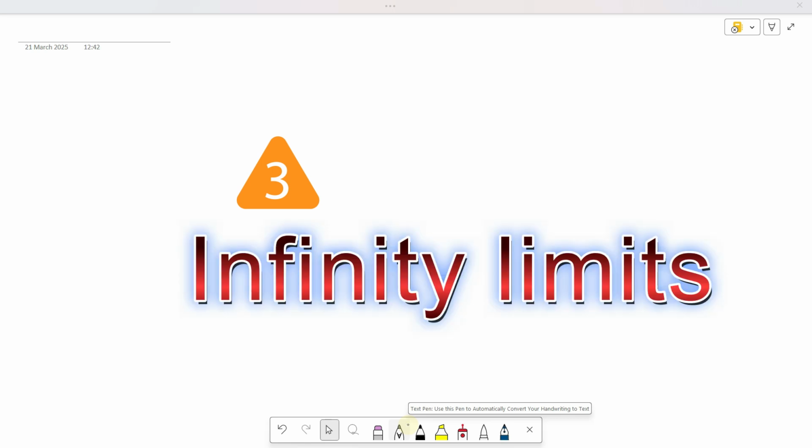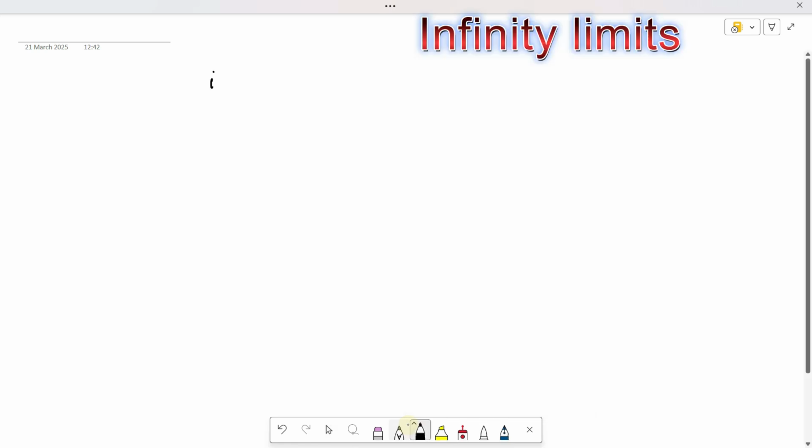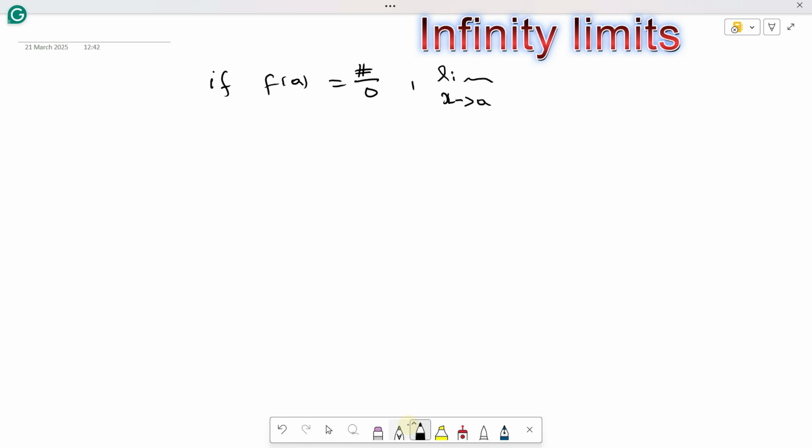The third must know: infinite limits. For instance, if we have f of a equal to a given finite number over 0, this gives us an infinite limit. So we have that the limit when x tends to a of our function f of x is equal to an infinite value. This is either plus or minus infinity. It depends on whether we have a positive value here or a negative value.